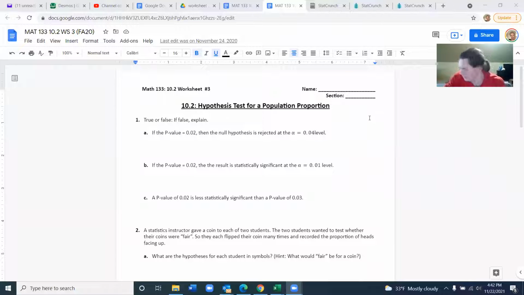So I'd like to work on these true and false questions. One thing I want to mention is that statistically significant is equal to rejecting H0. So if we were to reject H0, we are saying, yes, it's statistically significant. They're equivalent to each other. So 1A says if the p-value is equal to 0.02, then the null hypothesis is rejected at the alpha equals 0.04 level. What do y'all think?